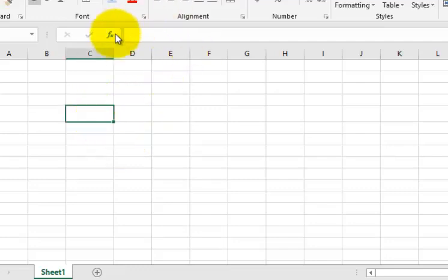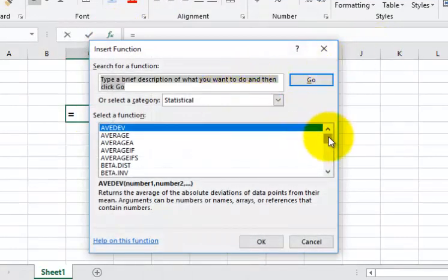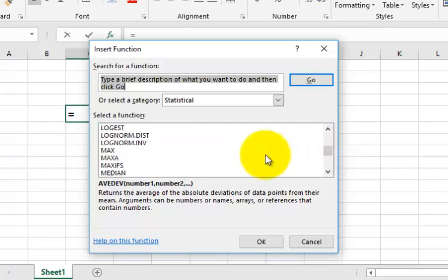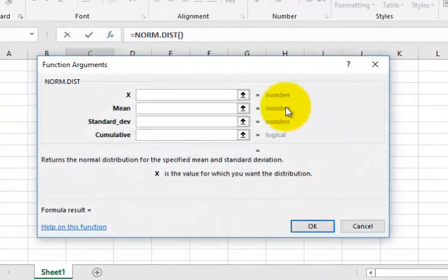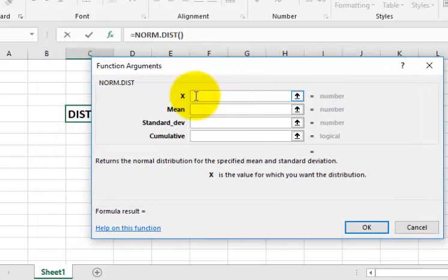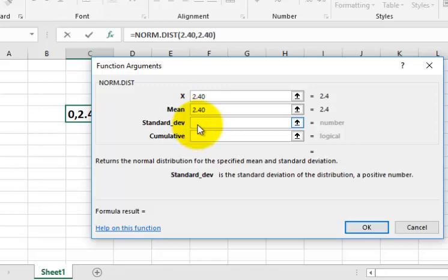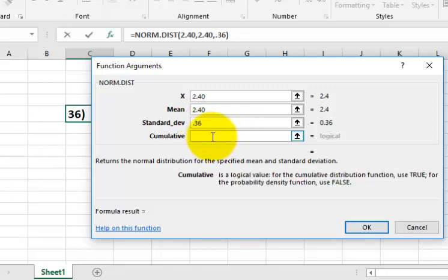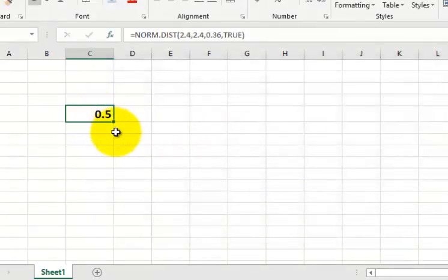So I pick a cell, any cell. I go to the function bar. Make sure I'm in statistical. This time I'm going to norm dist. No S. Norm dist. Where are you, baby? Norm dist, right there. Click. Okay, X is the random variable, the individual piece of data that we're asking about, so it's 2.40. And the mean is 2.40. And the standard deviation is 0.36, not 0.036, 0.36. And we always put in true. Click continue, bam. So that's the probability that the cat will weigh less than 2.40.